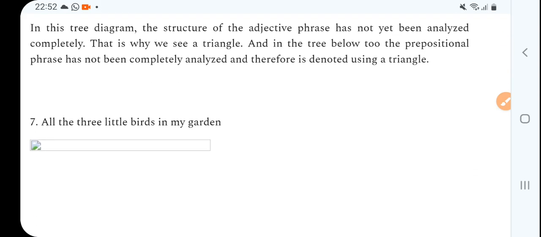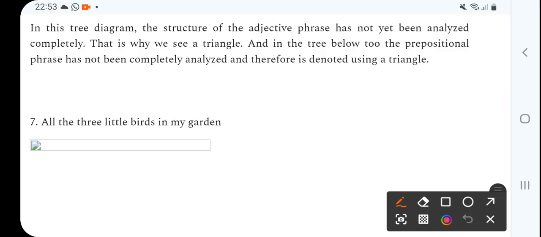In this tree diagram, the structure of the adjective phrase has not yet been analyzed completely. That is why we see a triangle. So in the tree, the prepositional phrase has not been completely analyzed and therefore is denoted using a triangle. But what is a prepositional phrase?